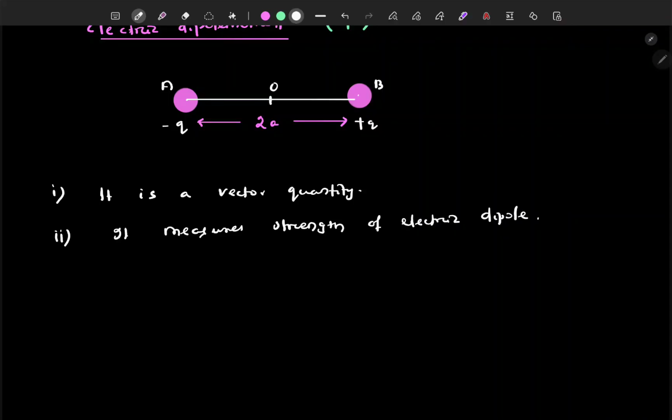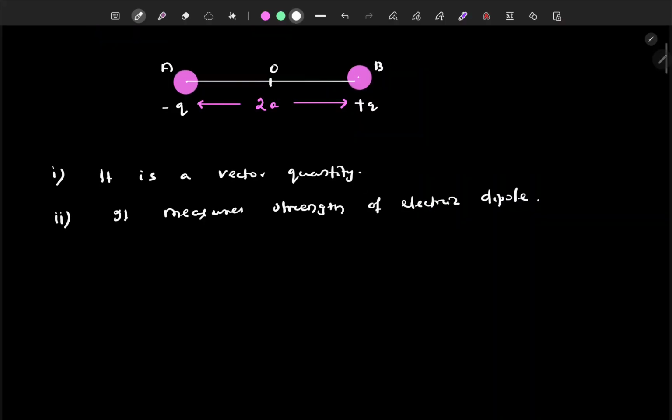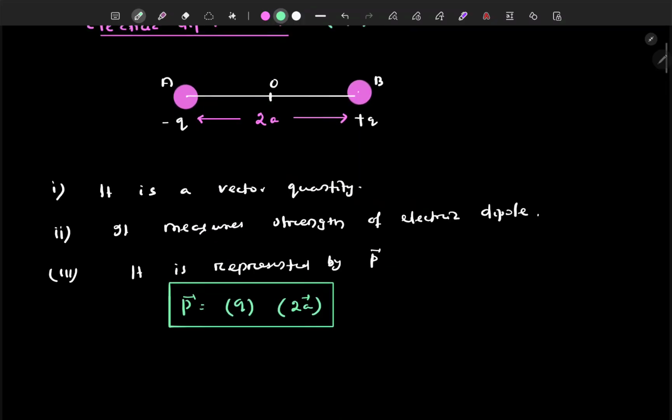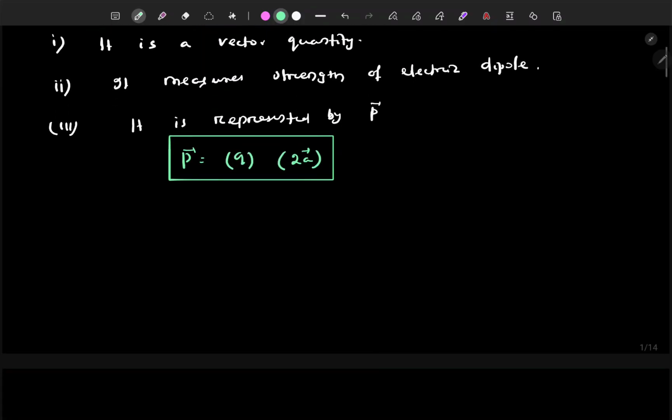And as it measures the strength of electric dipole, it is represented by P vector, and P vector is equal to the magnitude of either charge into dipole length, 2a vector. So this is the vector representation of electric dipole moment. As it is a vector quantity, its direction is from negative charge to positive charge always.